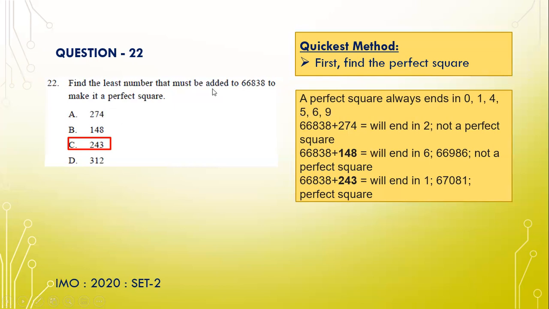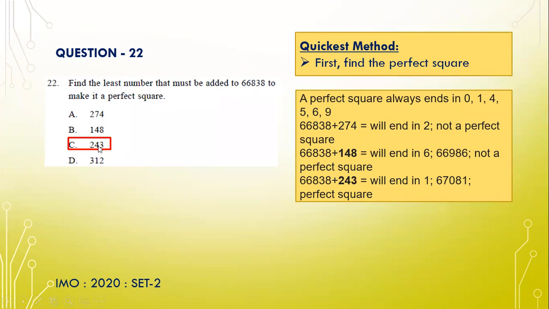So let's evaluate all the options. If this is the correct option, 66838 plus 274, the last digit will end in 2 because 8 plus 4 is 12. So this is not a perfect square, because a perfect square always ends in 0, 1, 4, 5, 6, 9. Let's try the second option, 148. 66838 plus 148 will end in 6 because 8 plus 8 is 16, isn't it? The number is 66986. 66838 plus 148 is 66986. However, this is not a perfect square.